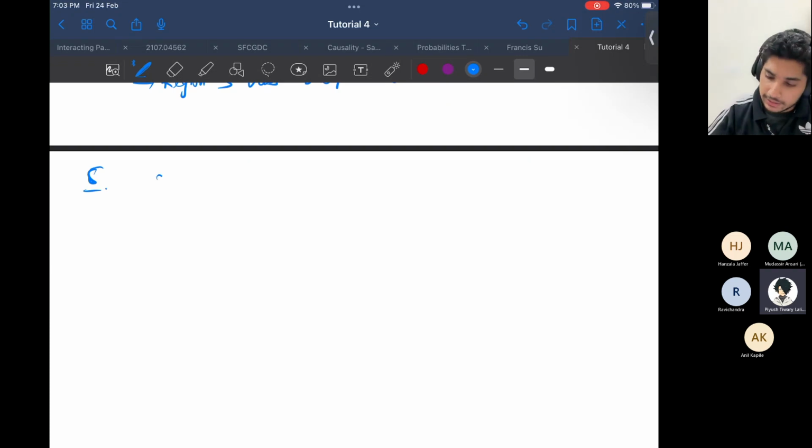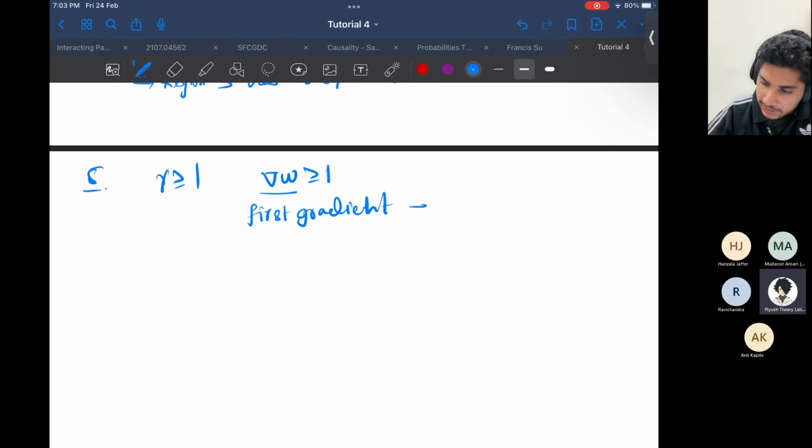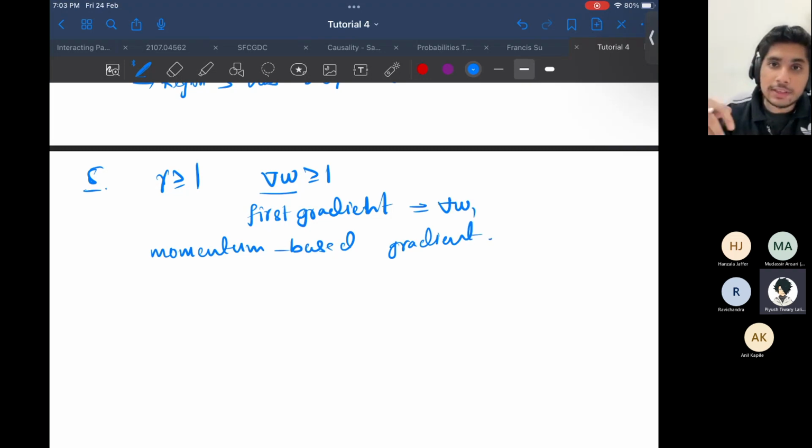The fifth question says that if gamma is greater than or equal to 1, and the gradient with respect to W is greater than or equal to 1, and this is the first gradient. What does the first gradient mean? This is gradient W1. This is a momentum based gradient, which is given to us. Then which of the following statements are true?